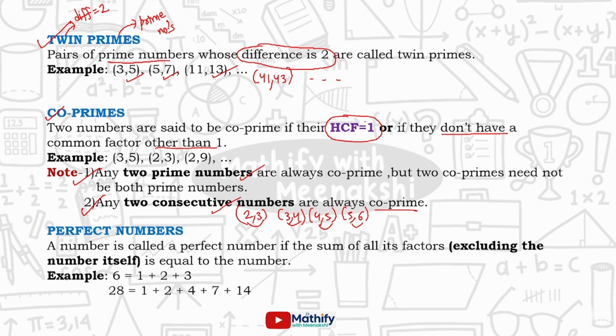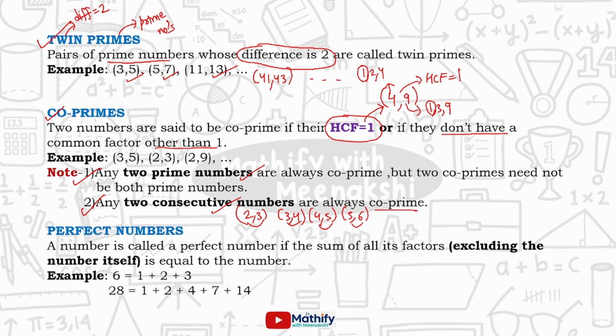And the basic definition, when the HCF is 1, like 4 and 9. They are neither prime nor consecutive, but still they are co-prime because their HCF, highest common factor, is 1. The factors of 4 are 1, 2 and 4, and the factors of 9 are 1, 3 and 9. So common is only 1. That's why they are co-prime. So here you should know one point, if it comes in true or false, that co-prime numbers are always prime numbers. Not true. It might be possible that the numbers are not prime, but they are still co-prime.